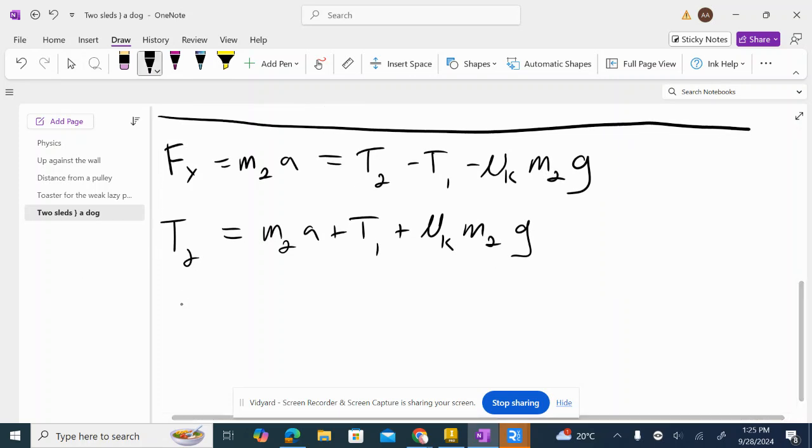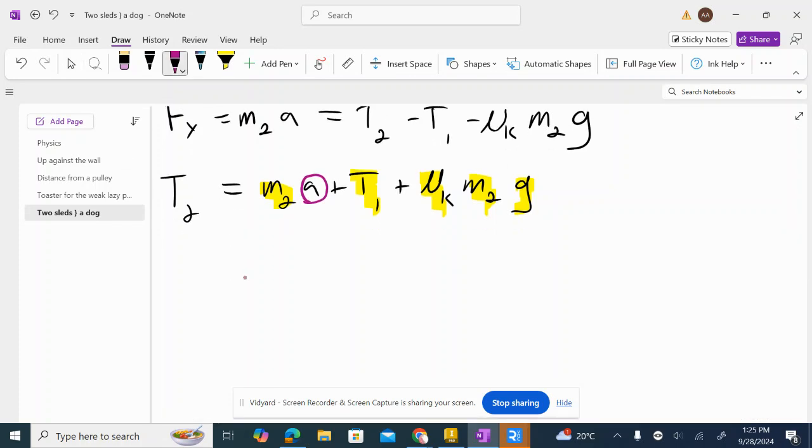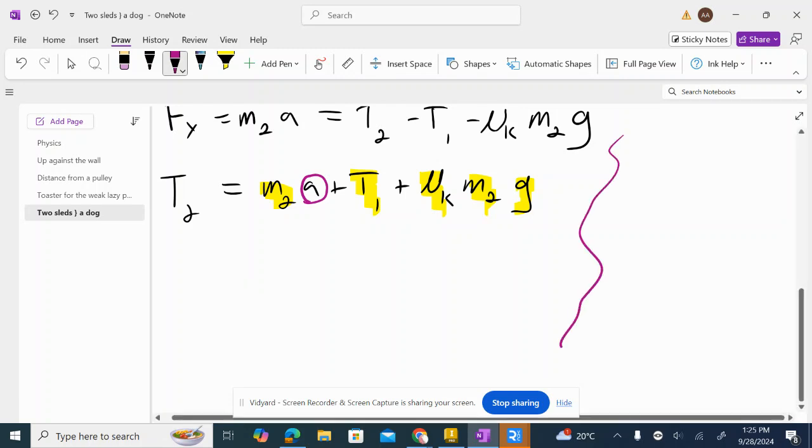Now we have M2, we have T1, we have mu k, we have M2, we have g. All of these we have except for the critical a right here. So we're going to quickly solve for that. I'm just going to scroll down, and I'm going to do it in this red so that we know what I'm doing. Let's quickly solve off to the side a little bit.